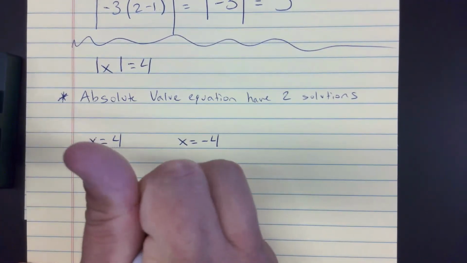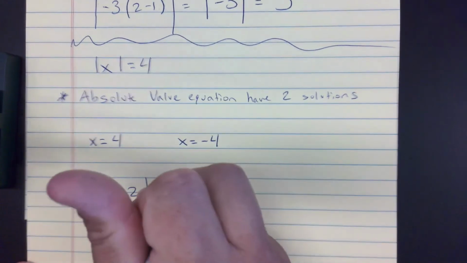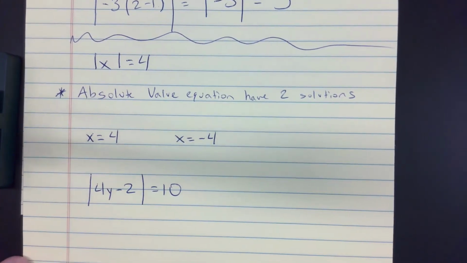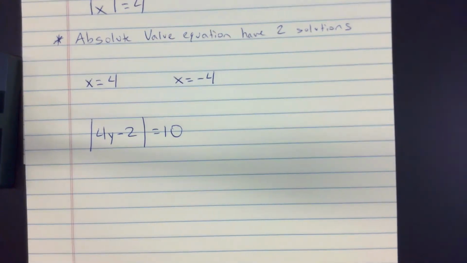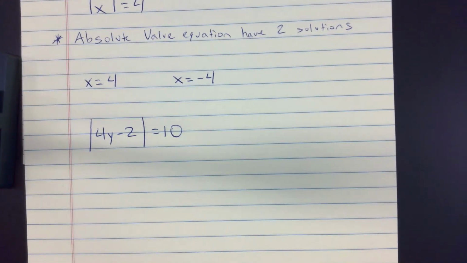Okay, so if we have this, the absolute value of 4y minus 2 equals 10. Remember, you're going to have two solutions. So you're going to write the equation 2 times. The only difference is you're going to have something different on the end every time.